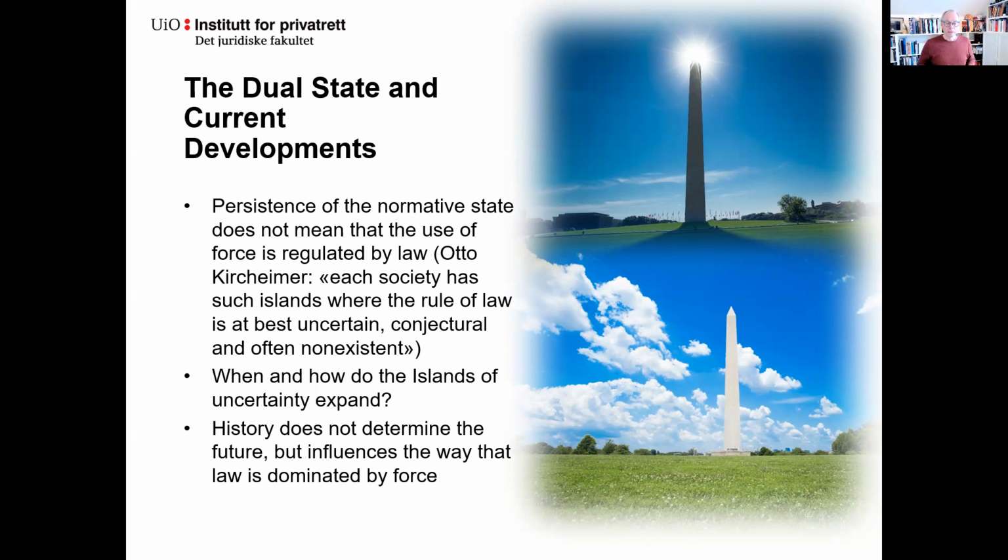Because the rule of law and the Western legal tradition does not necessarily defend us from this type of expansion, because these pockets of prerogative state exist within any legal order, also the legal orders truly embedded within the Western legal tradition. And that also means that history does not determine the future, but it influences the way that law is dominated by force. So the development of the dual state and the different developments of the normative state and the prerogative state can explain the specific types of autocracies that can develop easily within countries that are embedded within the Western legal tradition.